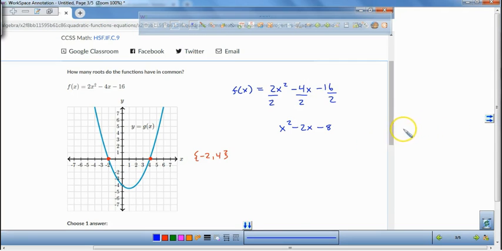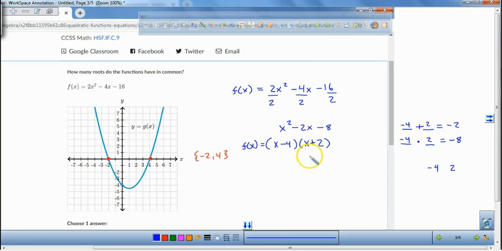And we're going to be looking for two numbers that add up together to equal negative 2, but those exact same two numbers multiply together to equal negative 8. So what are those two numbers? Well, negative 4 and positive 2. Because negative 4 and positive 2 multiply together to equal negative 8, and they add together to equal negative 2. So we're going to put x minus 4, and we're going to put x plus 2. And that's all equal to f of x.